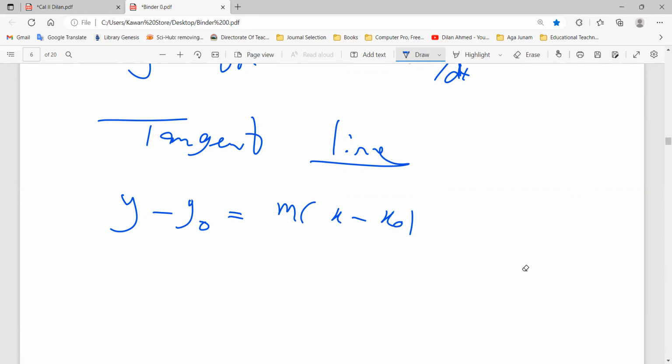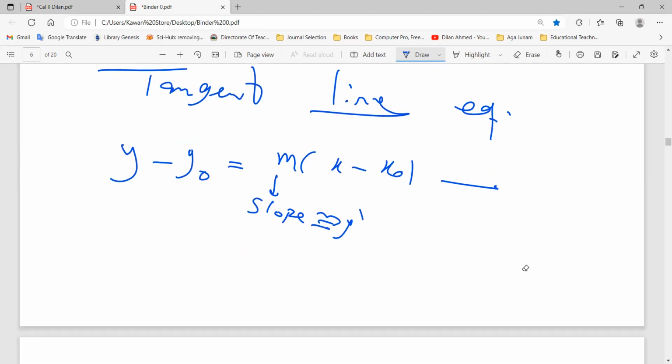Exactly. What's m? The name of m: slope. Thank you. What's the equivalent name of slope? First derivative, right? And what's that? The tangent line equation, the equation of the tangent, or we say tangent line.